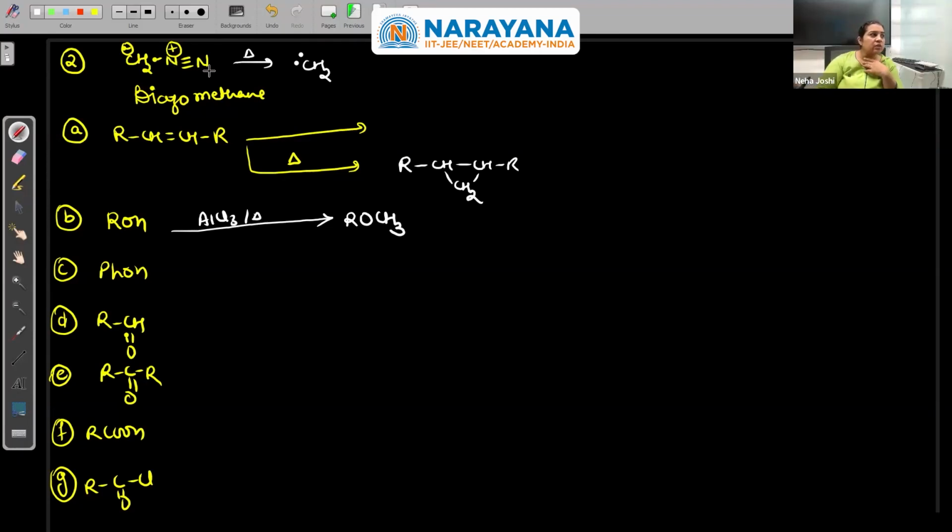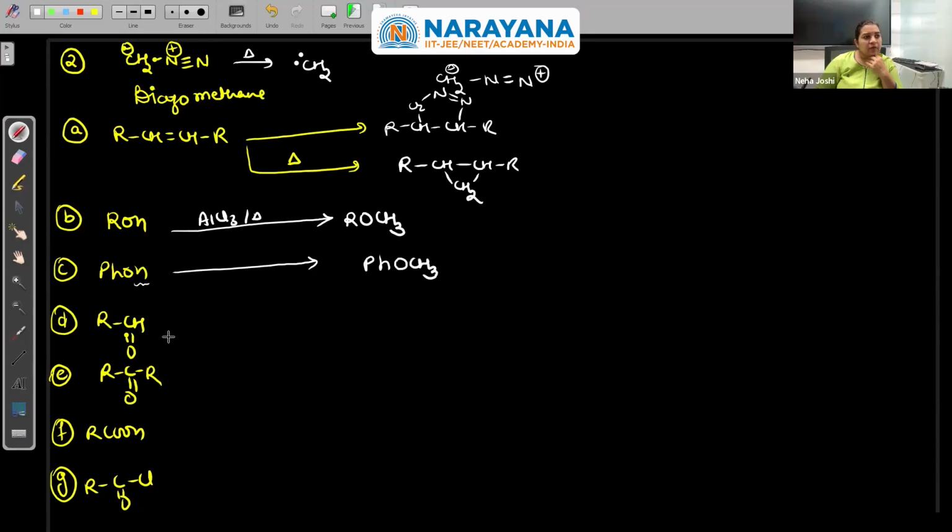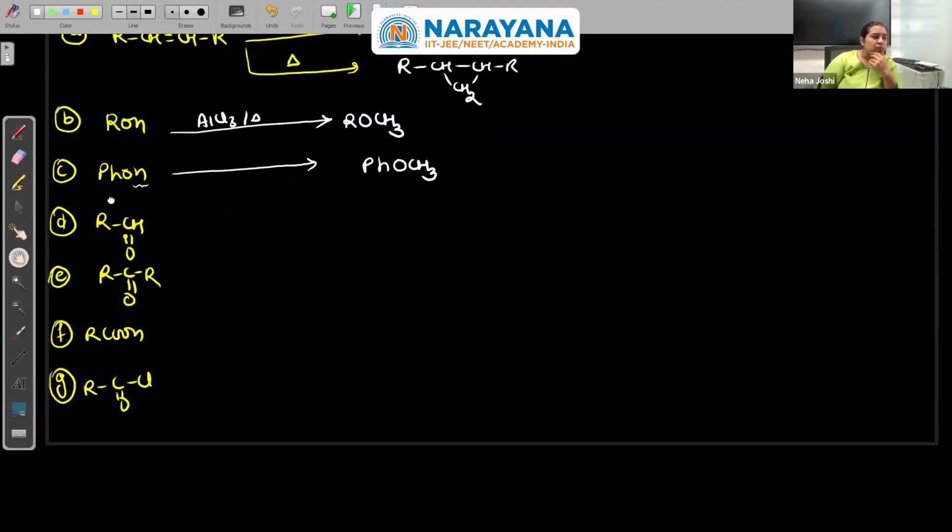Without heat, diazomethane has a resonating structure, no? So it can act as a dipolar ion also. Like ozone, it can have addition, and you can have a 5-member ring formation like this. Okay, that was with and without heat. With phenol, what is your opinion, as it has become more acidic? So there is no need for Lewis acid help. You can directly have methyl ethers formed.